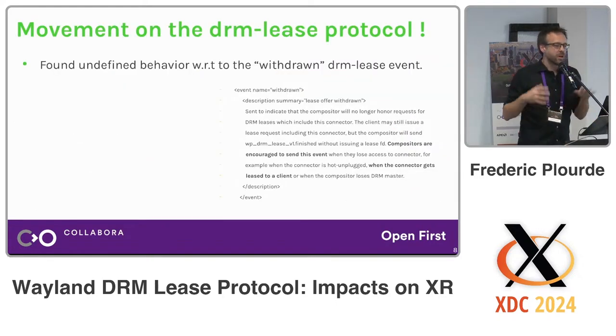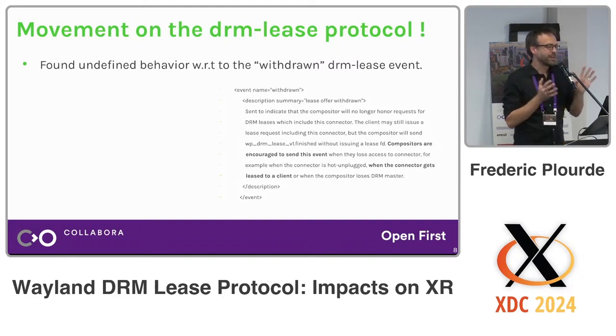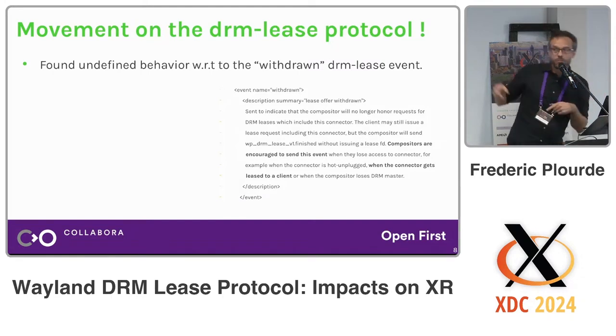Now, before we part, related to the work that I just mentioned, there's been some movement in the DRM Lease protocol lately, especially about the withdrawn event. For those of you who don't know the withdrawn event: when you're a compositor and you're offering leases, and a connector is not available anymore for lease, you can just send the withdrawn event, right? You're withdrawing the offer. And the compositors are encouraged, in bold, to send this event when, for example, the connector gets leased to a client.